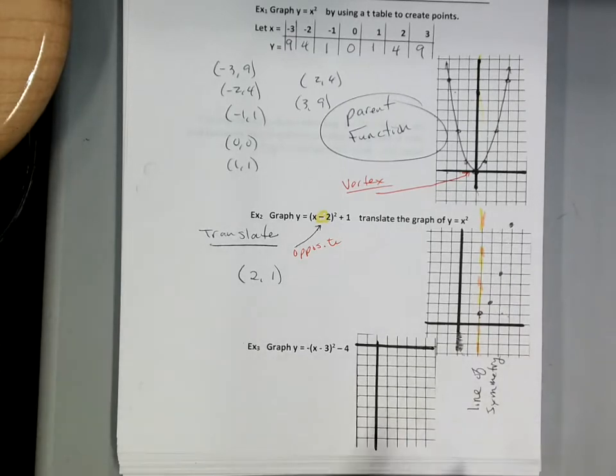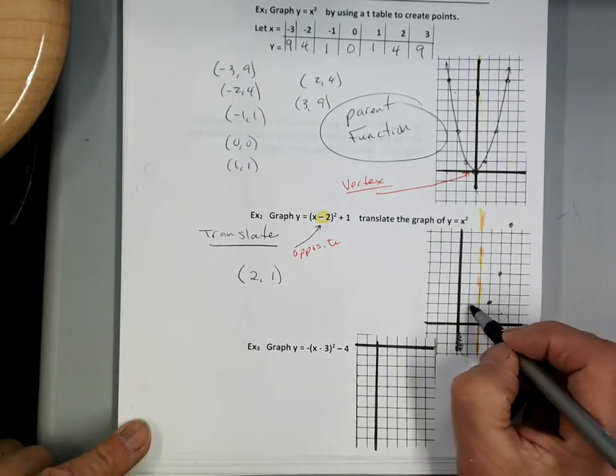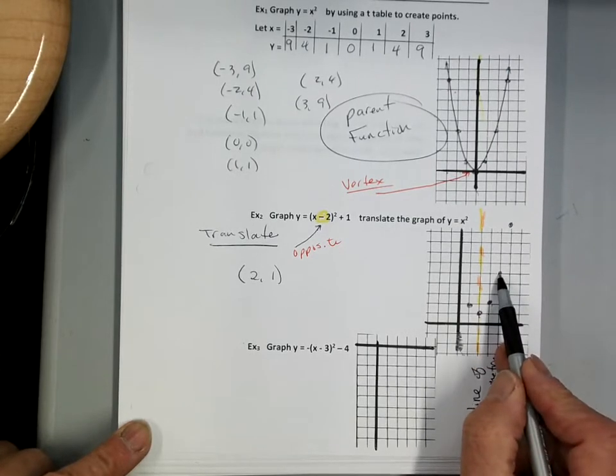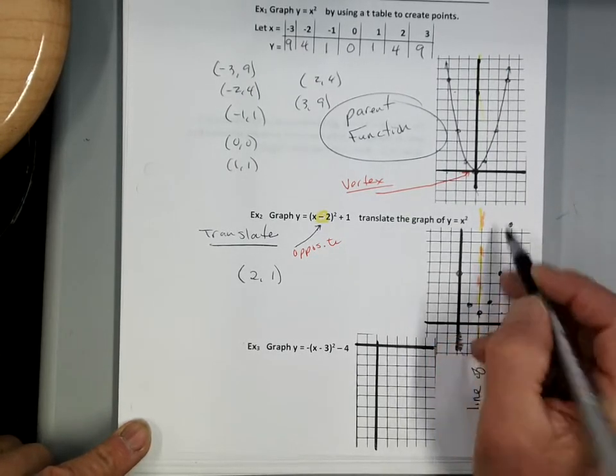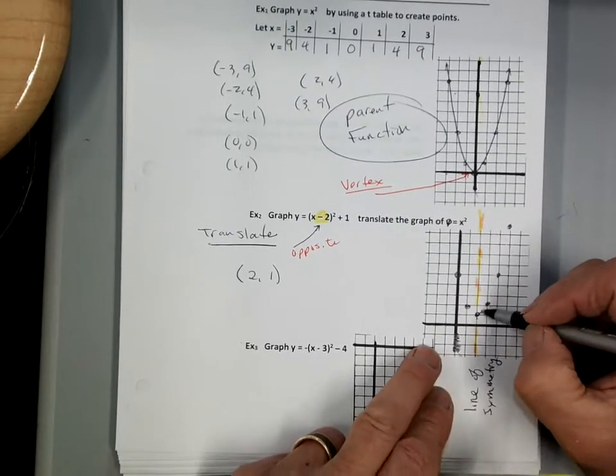And so once I get a line of symmetry, I just fold the points over. I got a point there. Fold the points over. I got a point there. Fold the points over. I got a point there. There you go. Boom.